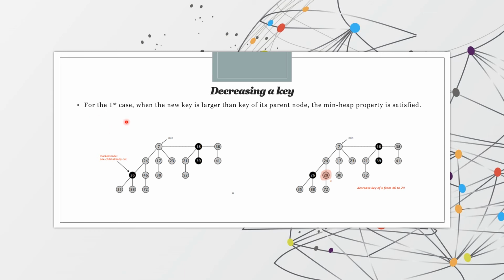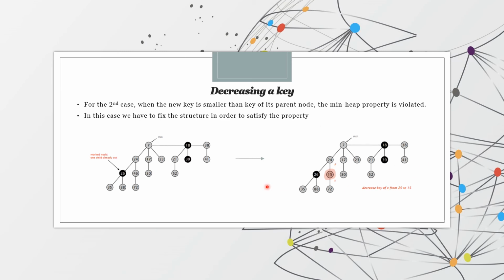So for the first case, when the new key is larger than the key of its parent node, the min heap property is satisfied. So for example, if we are creating the Fibonacci heap with a min heap property and the new key is larger than the key of its parent node, for example, we are decreasing the key from 46 to 29, but it is still larger than 24. So the min heap property is still satisfied in this situation.